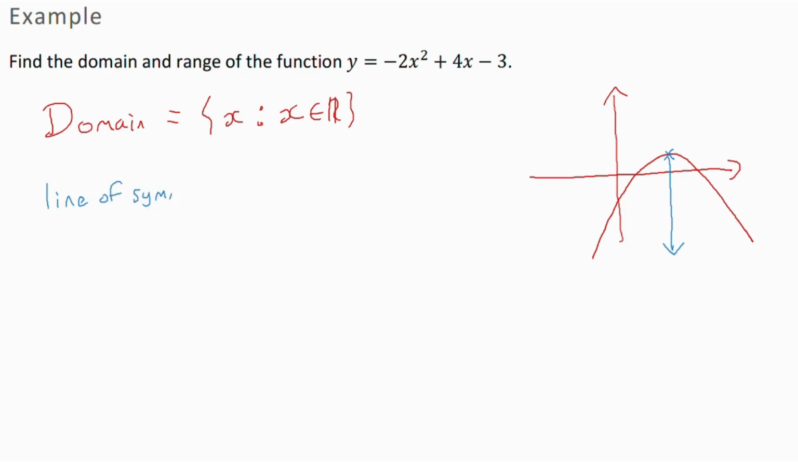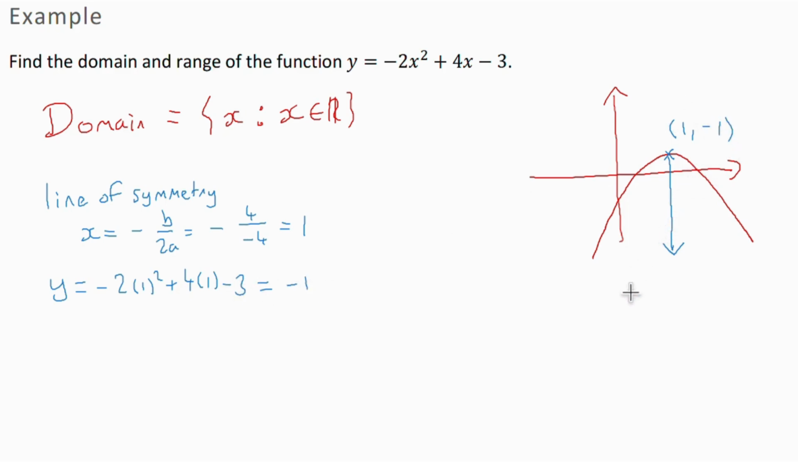The line of symmetry is x equals minus b over 2a. That's going to be minus 4 over minus 4, which is equal to 1. So that means the x-coordinate is going to be 1, and we need to find the y-coordinate. To find the y-coordinate, we substitute into the original function. We get minus 2 plus 4 minus 3, which gives me minus 1. So the vertex is going to be at (1, -1).